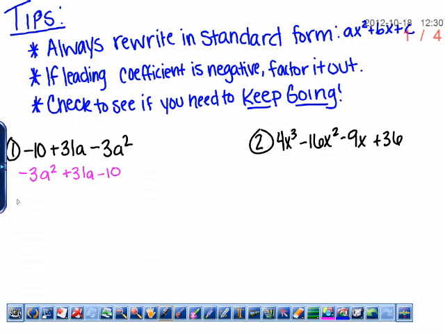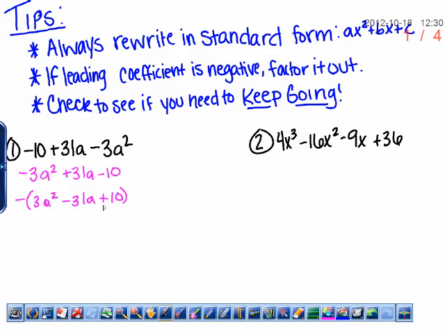Okay? So I'm going to factor out a negative, and I'm going to have 3a squared, then what? Minus 31a plus 10. Okay, be careful with your signs changing there.